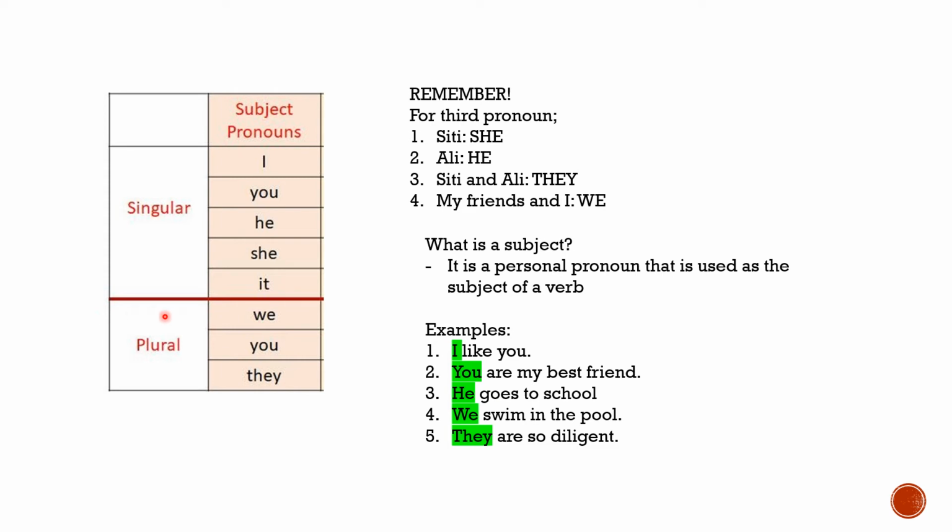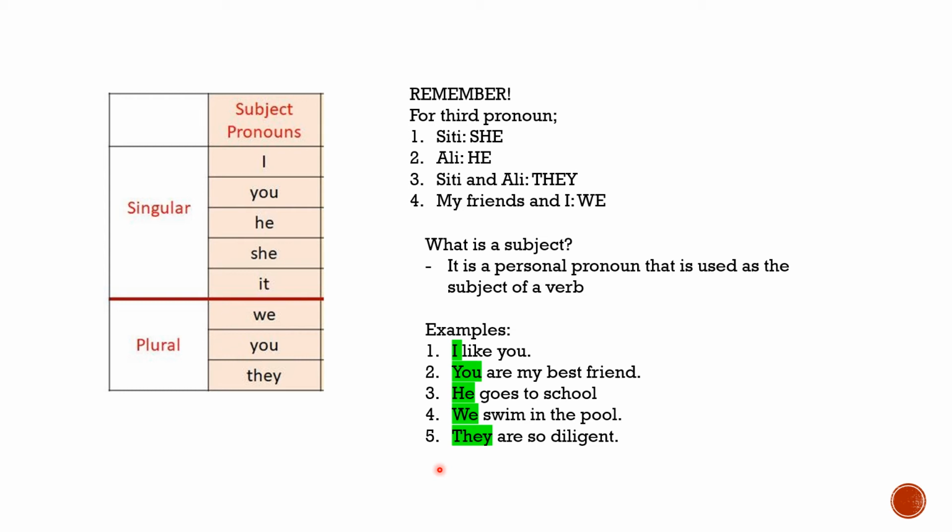Okay, then for plural, more than one. So the subject or the doer, the person who does the work, is more than one person. So you use we, you, or they. For example, we swim in the pool. So we here, it could be your friends and you. And you, because sometimes you use you to regard more than one person, like you guys. And the last one, they excludes you. You are not a part of them. So they are so diligent.